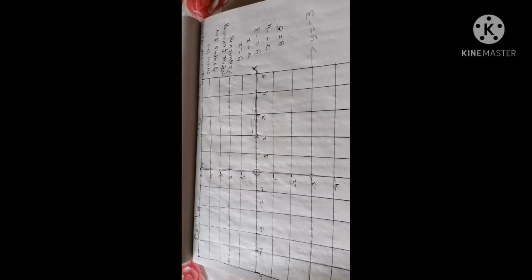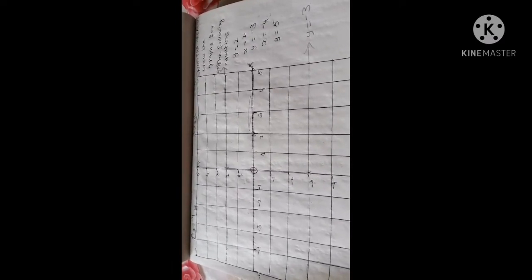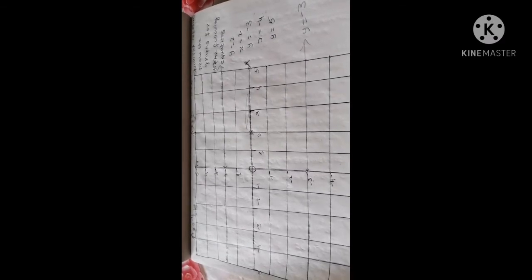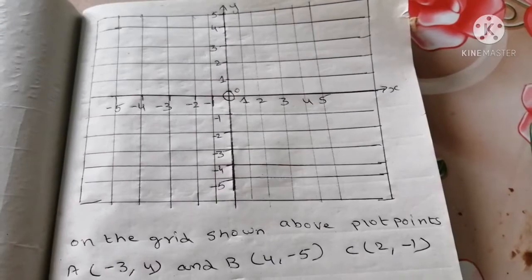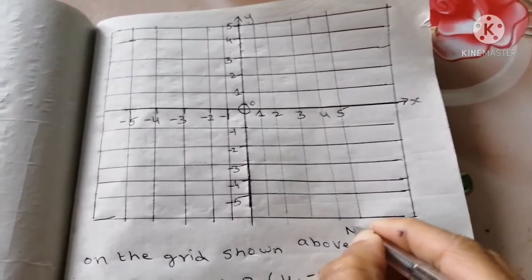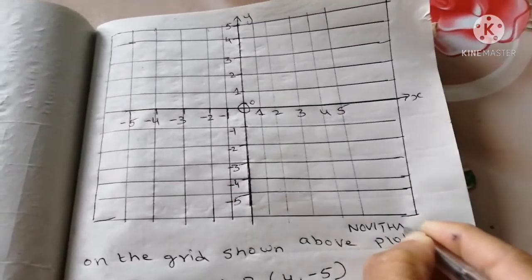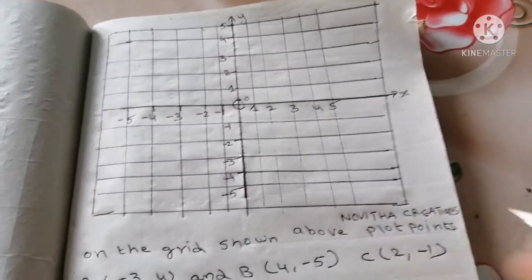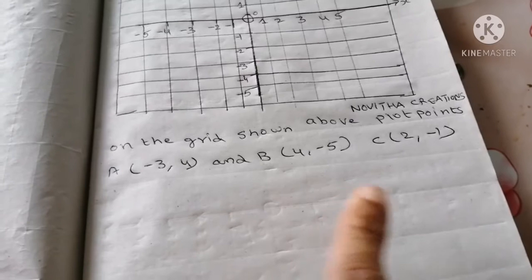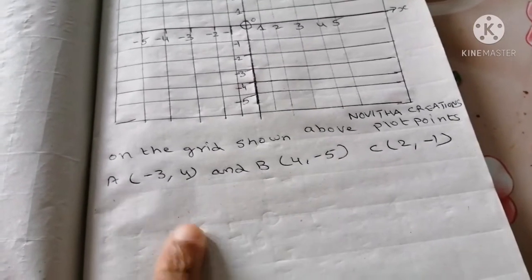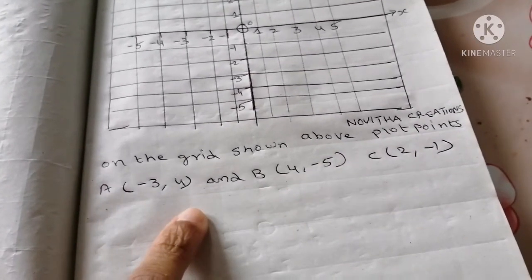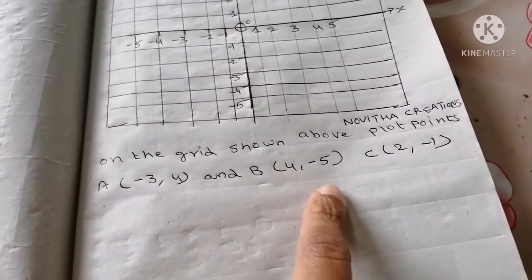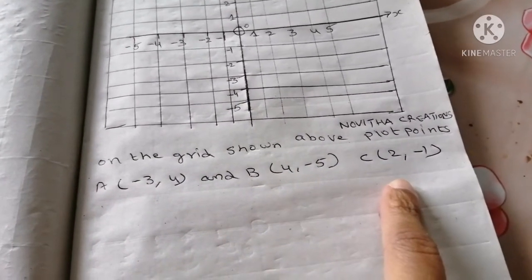I hope you like this explanation. Now I am showing another type of graph. Sometimes in exam they will ask this type of question. So on the grid shown above, plot points A minus 3 comma 4, B 4 comma minus 5, C 2 and minus 1.